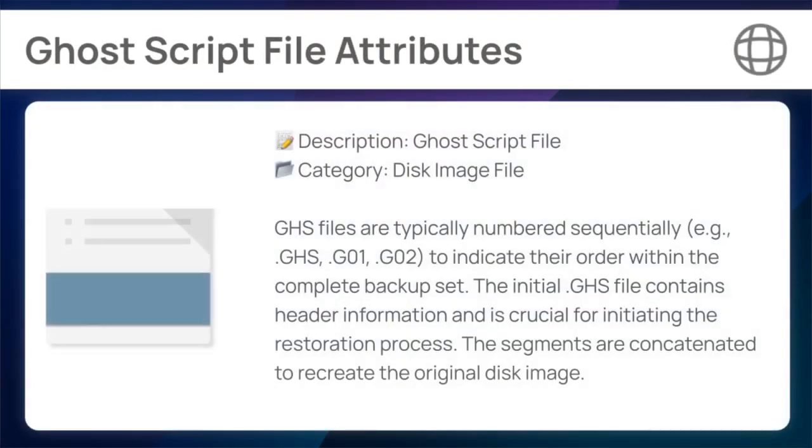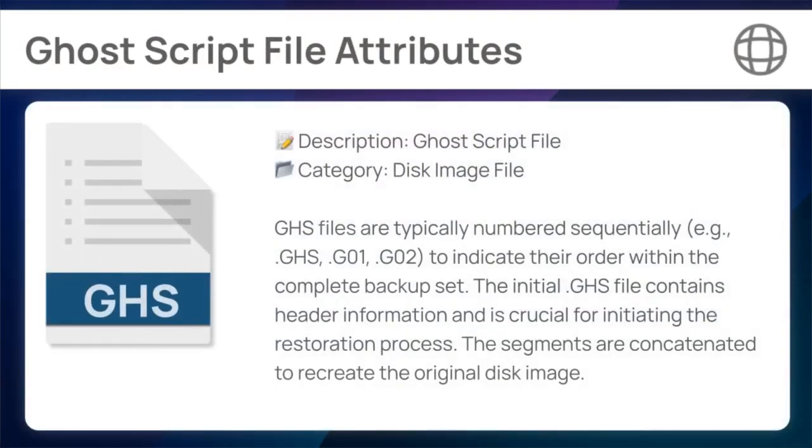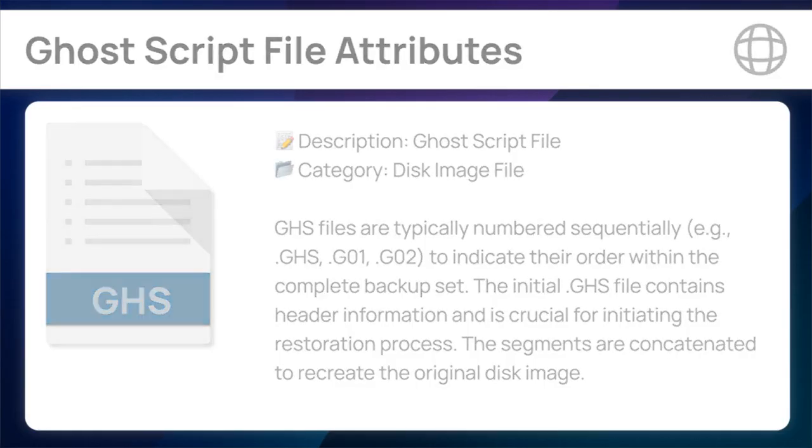GHS files are typically numbered sequentially, e.g. GHS, G01, G02, to indicate their order within the complete backup set. The initial GHS file contains header information and is crucial for initiating the restoration process. The segments are concatenated to recreate the original disk image.